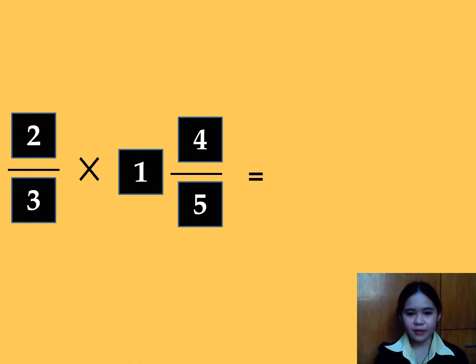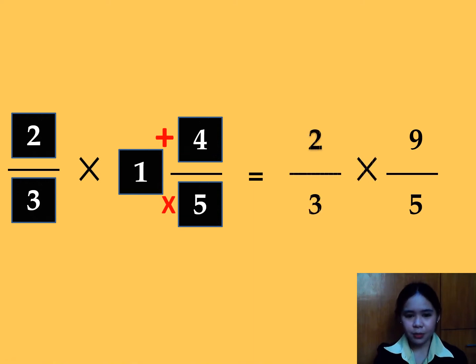In changing 1 and 4/5 into an improper fraction, we will multiply the denominator, which is 5, by the whole number, which is 1, and then add the numerator, which is 4. So 5 times 1 is equal to 5, plus 4 is equal to 9, and then simply copy the denominator, which is 5. So the improper fraction of 1 and 4/5 is 9/5. And then copy the multiplicand, which is 2/3.